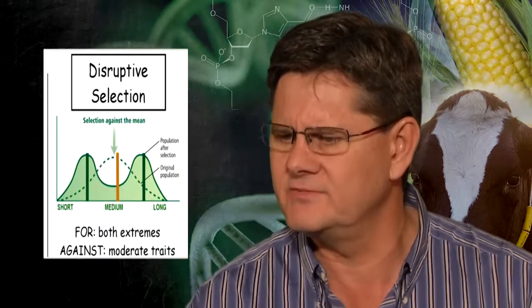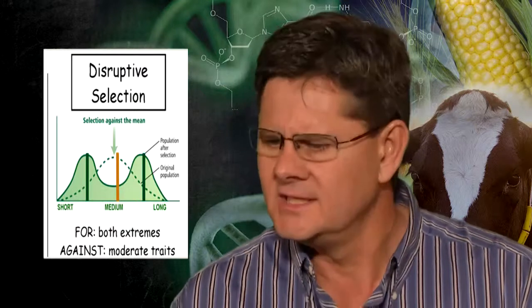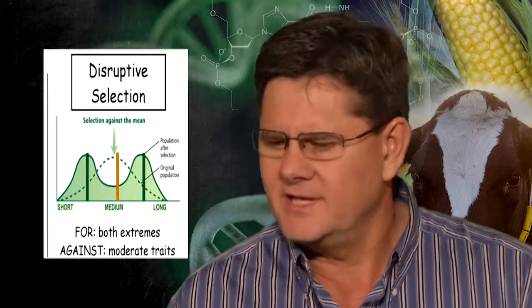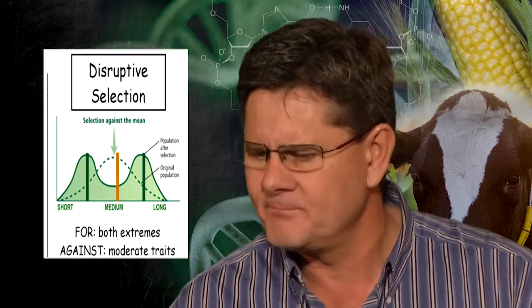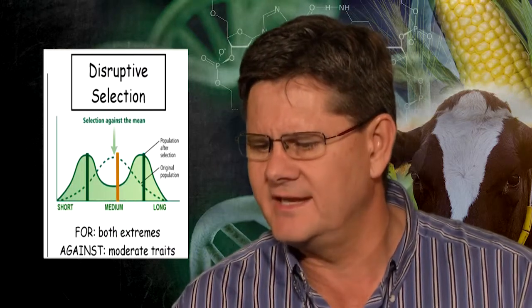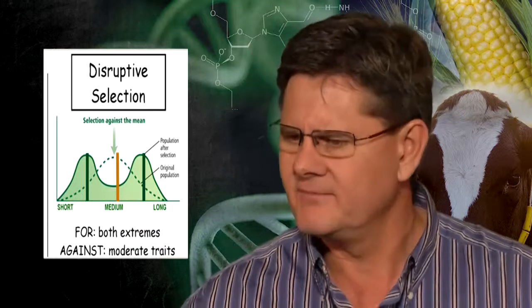The last one that we've got is disruptive selection. In disruptive selection, we actually select for both extremes and we do select against moderate traits. If we look at some examples, we there see that miniature and normal size cattle actually originated from that. Miniature Brahman cattle is basically knee height.